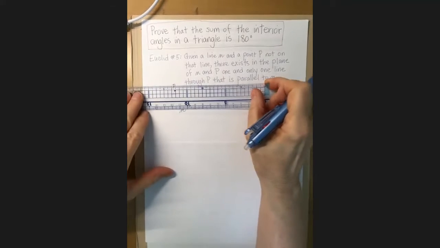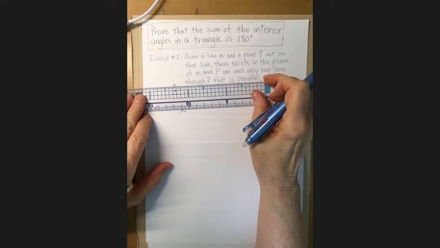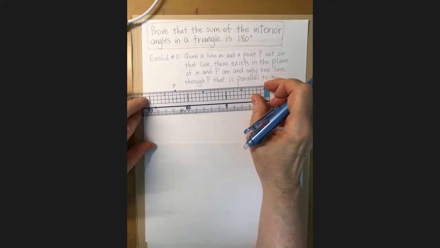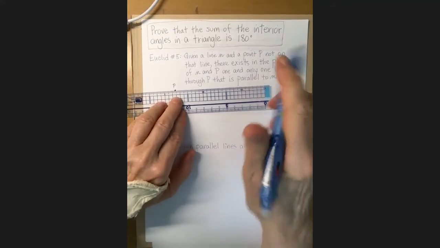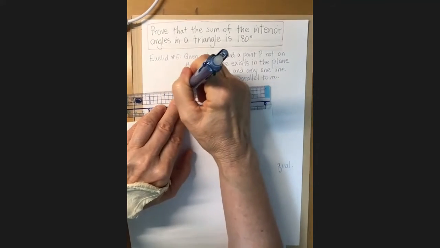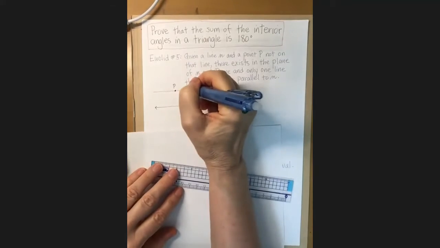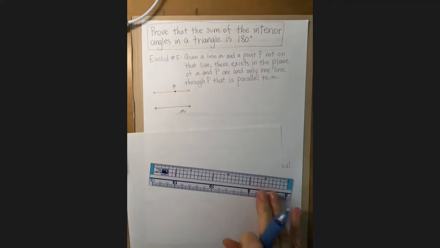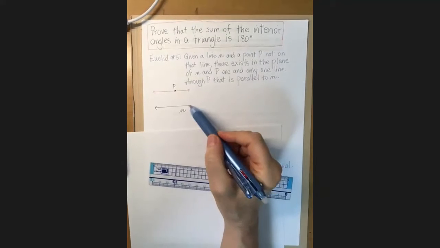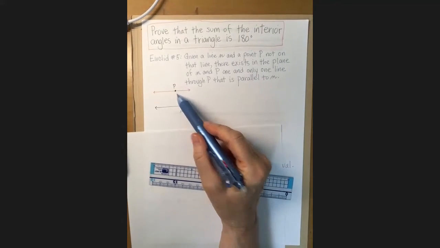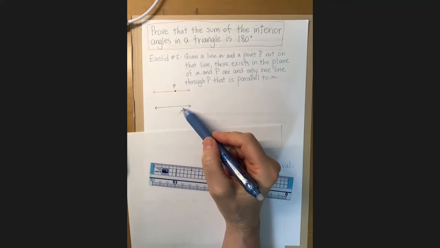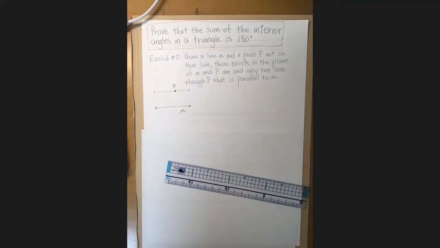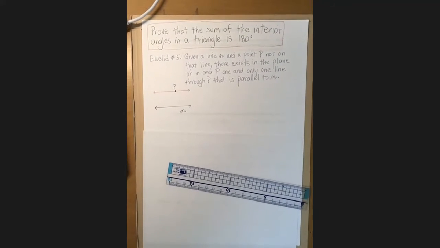So I'm going to use my ruler here, I drew that a little bit, but this is going to be kind of parallel to N. And I'm going to draw that line. There's the one and only line in that plane that is through point P and parallel to N. Now, you might ask, how does that get us started with our proof?